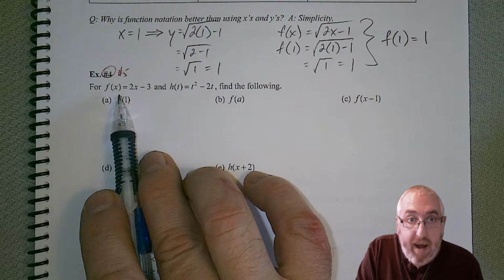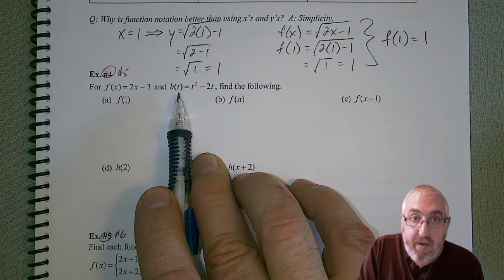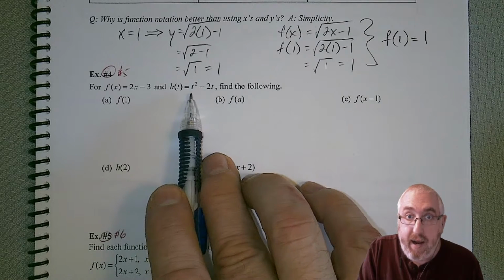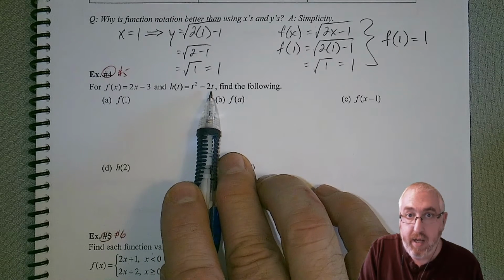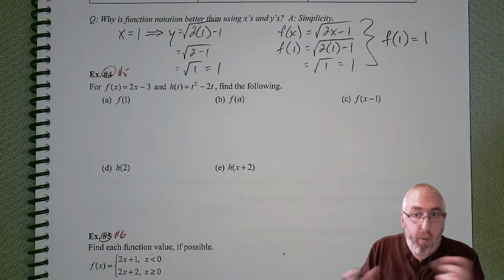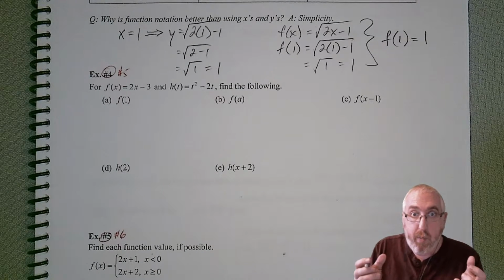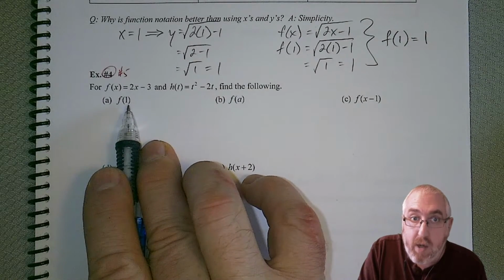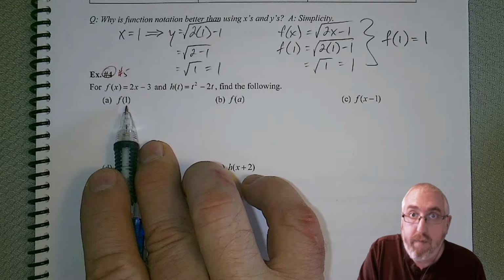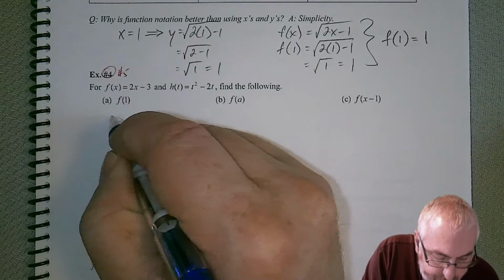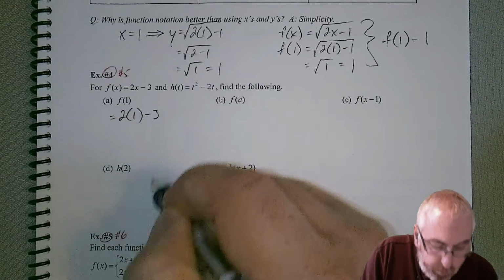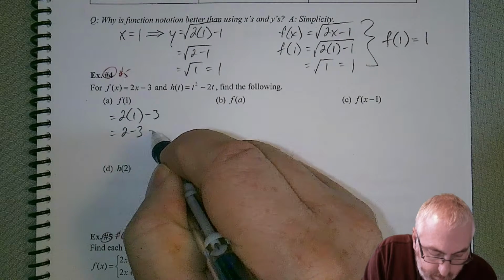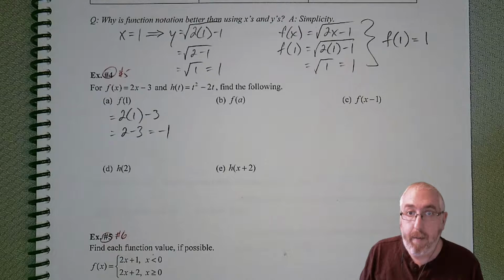We have one function f, which is 2x minus 3. We have another function h with a variable of t, and it's dictated by t squared minus 2t. So now, if we're working with both of these simultaneously, how do we know which one we're working with? It's all in the names. This one wants you to work with f, and it wants to know what happens when you plug in 1 for the input. Well, we can do that. Substitute 1 in for x, and then simplify it down, and boom, negative 1, done.